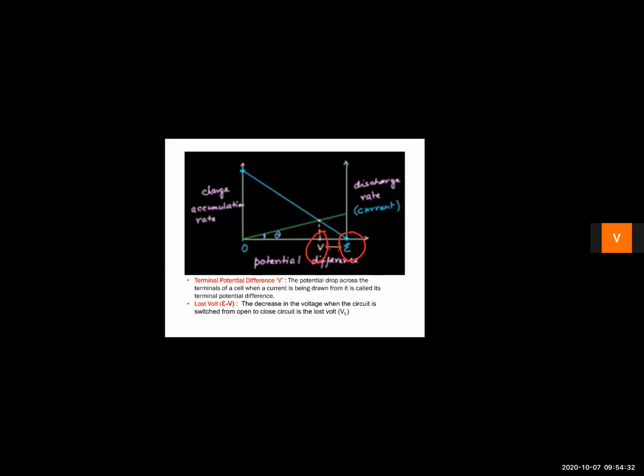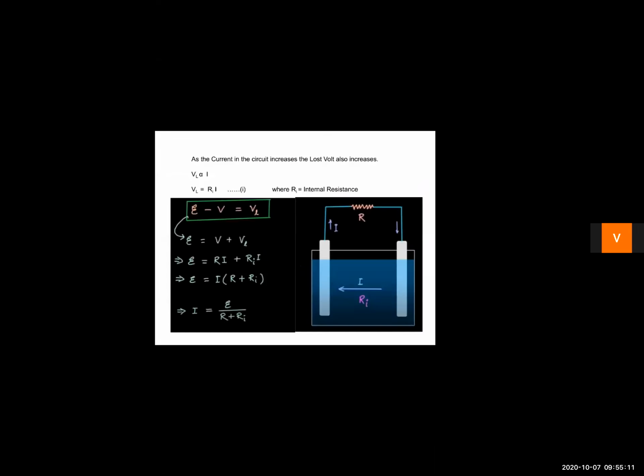So it means there is some voltage loss because we know E is greater than V. तो कुछ वोल्टेज गायब हो गया, कुछ वोल्टेज लॉस्ट हो गया when we are connecting an external circuit. So this voltage is named as the lost volt. So let's see the definition for that: the decrease in the voltage when the circuit is switched from open to closed circuit is called the lost volt and it is denoted by the symbol VL.